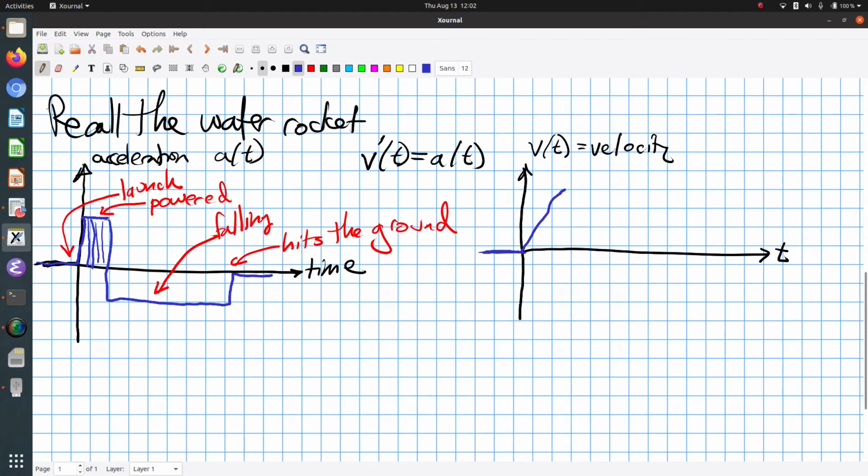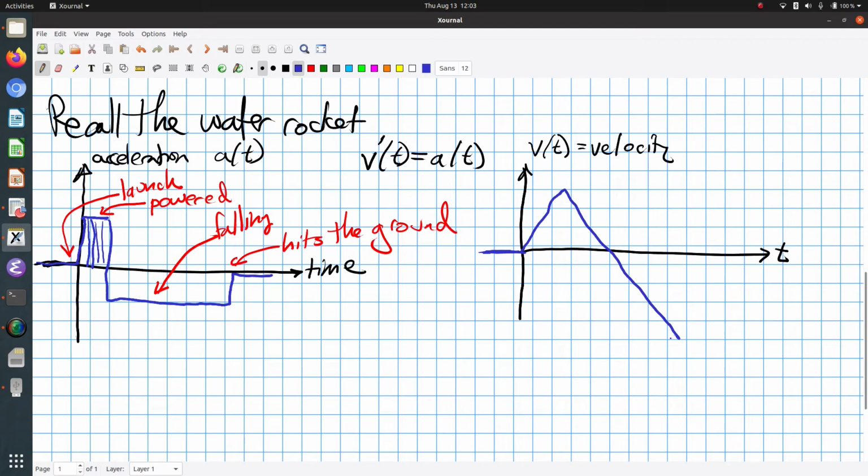At which point I start to come down. Looks like 2 blocks per unit, 2 blocks per unit, 2 blocks per unit, until finally I get to the time where it hits the ground.